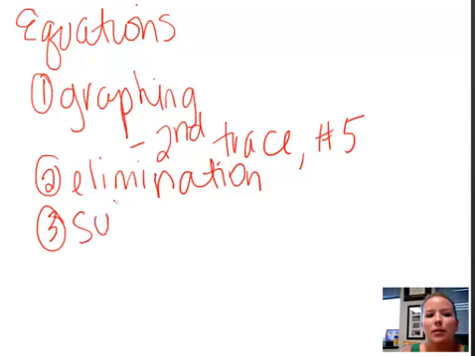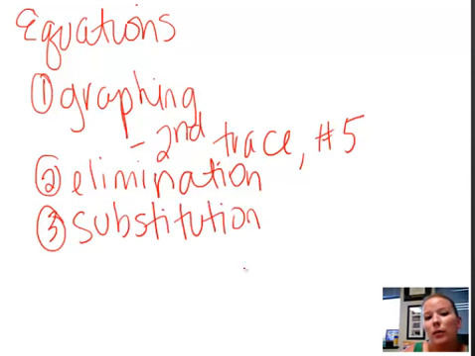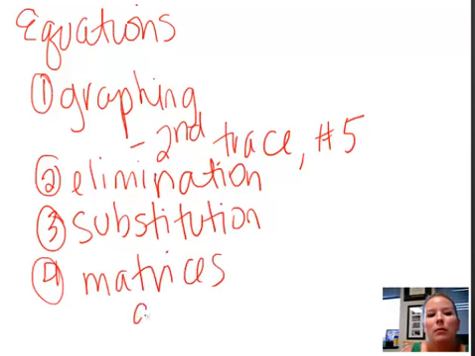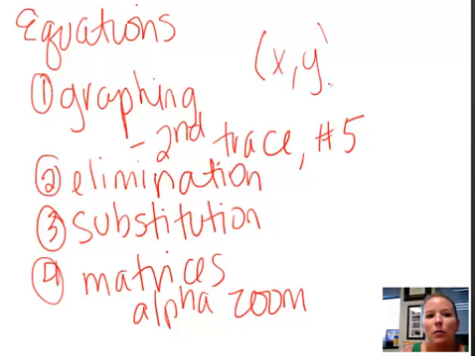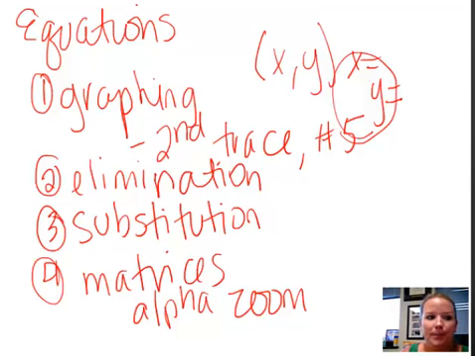We have substitution, where you substitute into the other equation what x is equal to or what y is equal to. And then for the 4th one, we have matrices. To get to the matrix window, remember, you hit alpha 0. Okay? So those are how you solve equations, and the solution must look like x equals, y equals. And you have to have both solutions. So remember, once you know x, you got to find y, or vice versa.